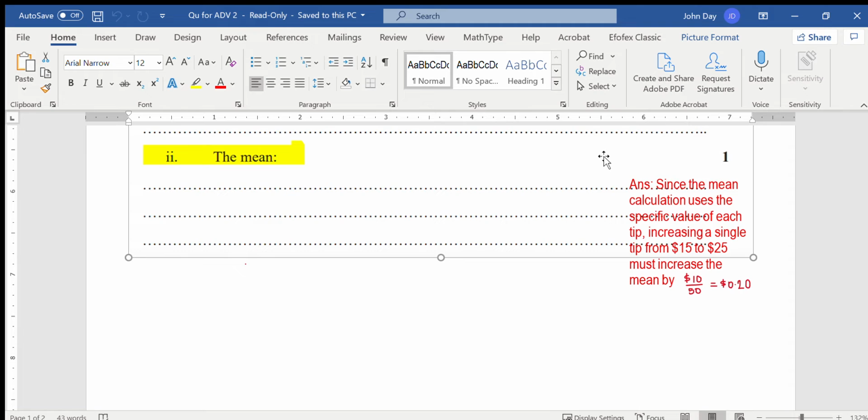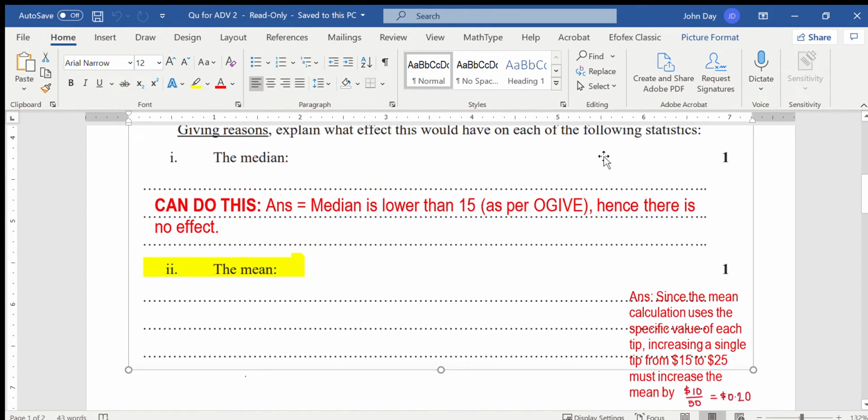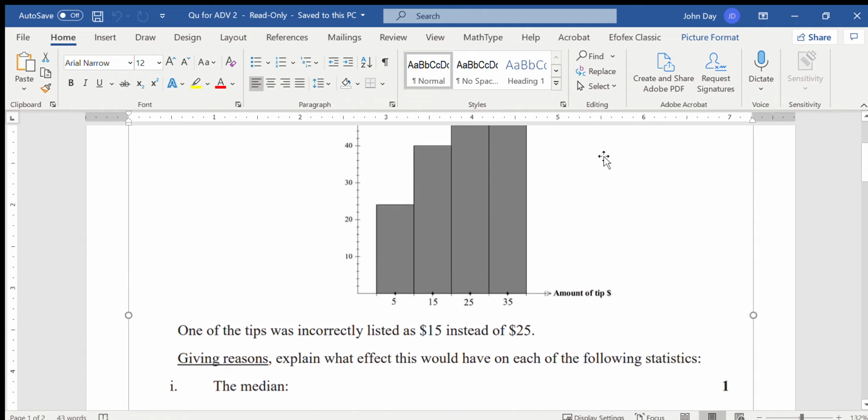When you think about it, if it was $15 that was added in with all the other 49 tips, you'd get a certain sum. But the reality is it should have been $25 that was added in with all those other 49 tips. So it should have been $10 more than what it was. So that's where they get that $10 from. The increase would be $10, and it's $10 out of the total.